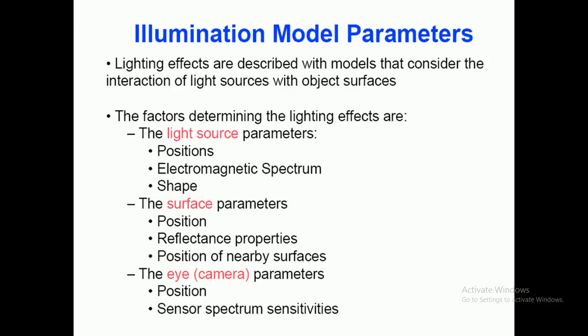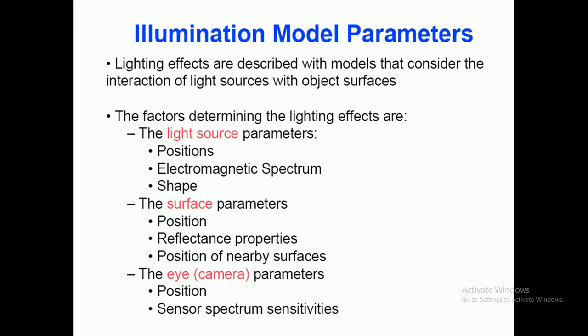Position of nearby surfaces. Again, position of nearby surfaces matters, because some light may fall on an object, then that object may reflect some light. That reflected light may fall on this object, and again that light may enter your eye, right? That's why we have to consider the position of nearby objects whenever we are calculating the lighting effects or illumination models, right?